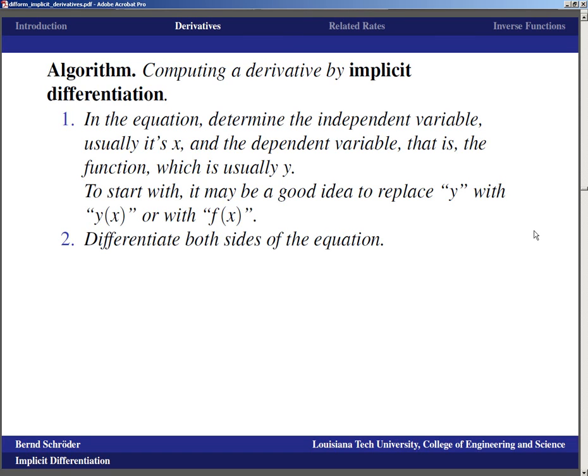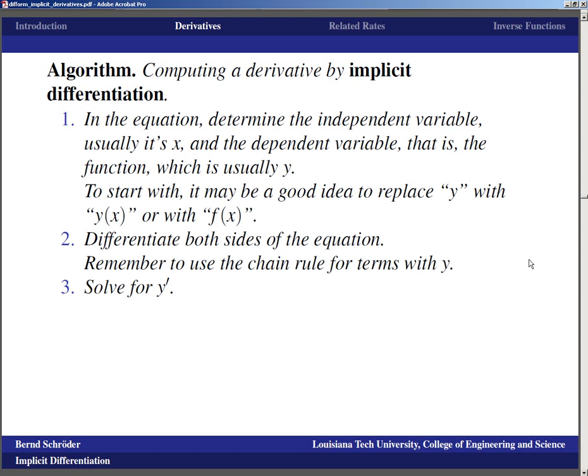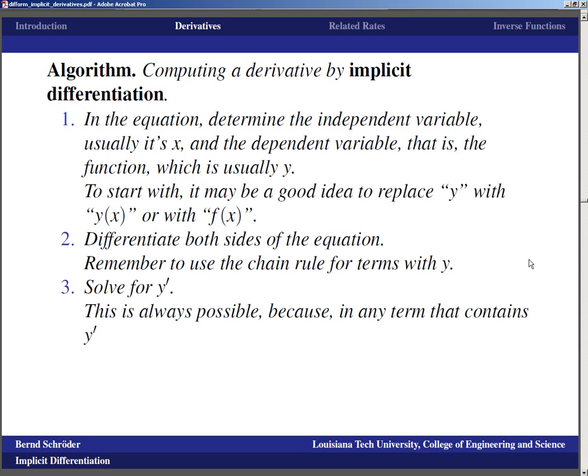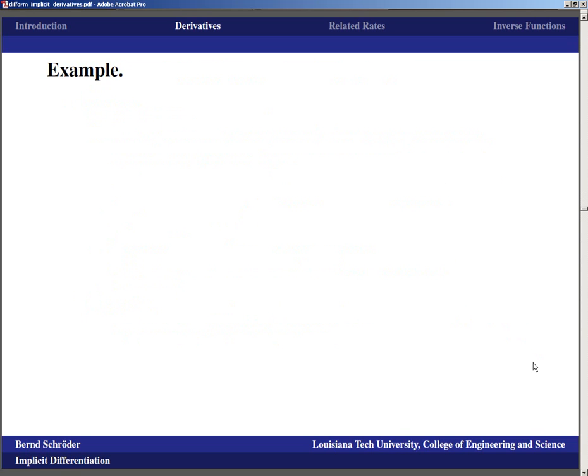Then we differentiate both sides of the equation, and of course we've got to remember the chain rule for terms with y. And then we solve for y prime, which, as I said, is always possible because in any terms that contain y prime, the quantity y prime is just a factor. I'm not going to fix this typo here. In any terms that contain, I said it differently than I read it. So the quantity y prime is just a factor.